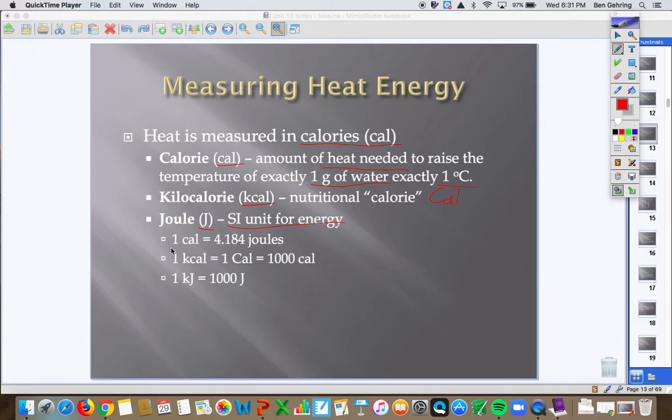Conversion-wise, 1 calorie is the same as 4.184 joules. 1 kilocalorie, kilo meaning 1,000, is the same as 1 capital C Calorie, which is the same as 1,000 little c calories, regular calories. And then 1 kilojoule is the same as 1,000 joules. Again, kilo being 1,000. All right.